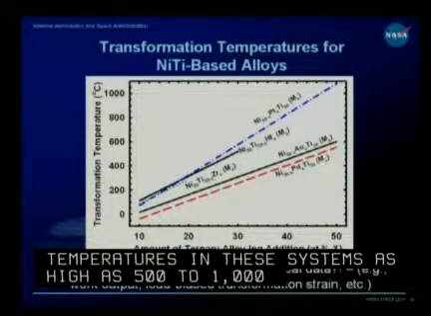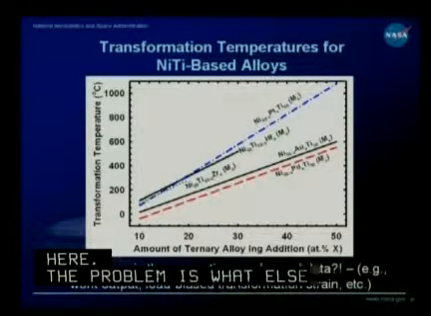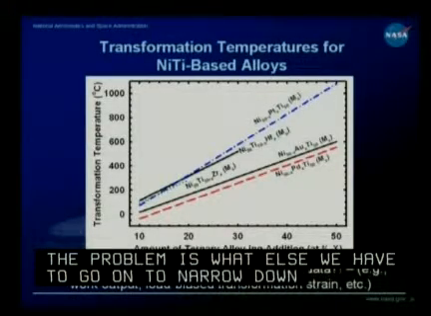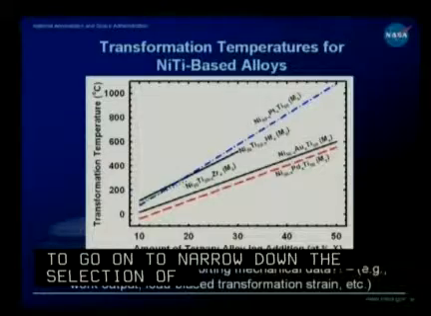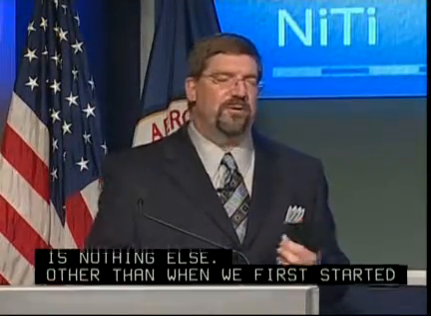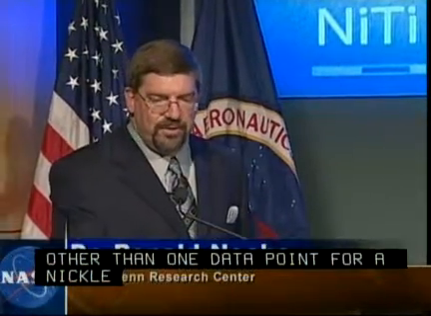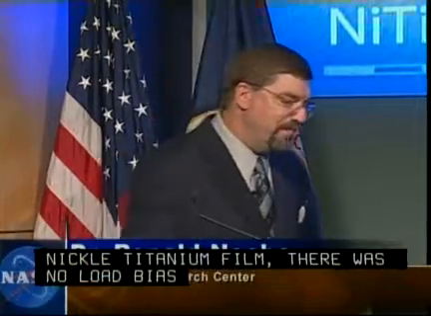Again, the problem is, what else do we have to go on to narrow down this selection of alloys? And the problem is there really is nothing else. Other than one data point for a nickel titanium hafnium thin film, when we first started working in this area, there was no load bias data available for these. So if I could have the next slide.